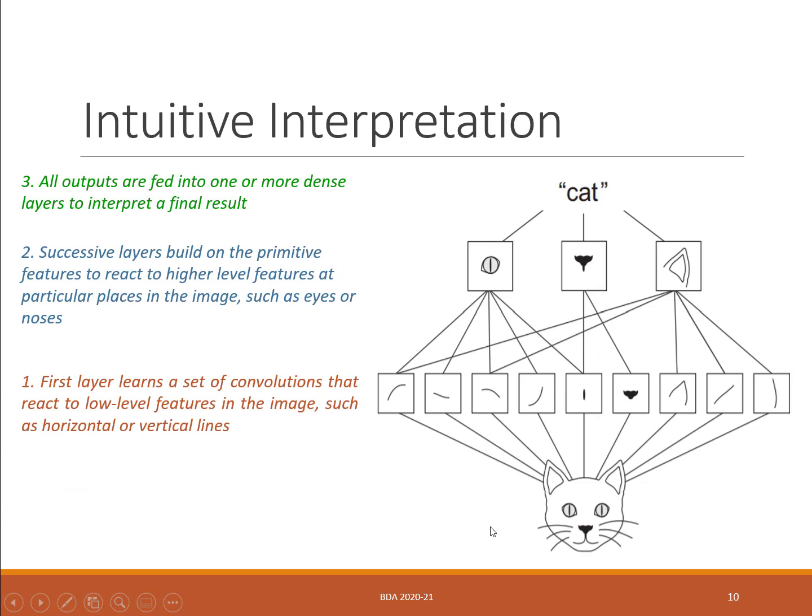We had this example in last week's lecture. This image presents a convolutional network with 2 layers. In the first layer, the CNN divides the image into some patches and learns a set of convolutions that react to low-level features in the image, such as horizontal or vertical lines. Then the successive layer builds on these primitive features to react to higher-level features at particular places in the image, such as eyes or noses in a network trained on animal classes. Finally, all these outputs are fed into one or more dense and fully connected layers that come to a final interpretation of the scene.